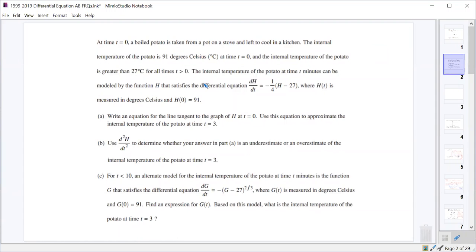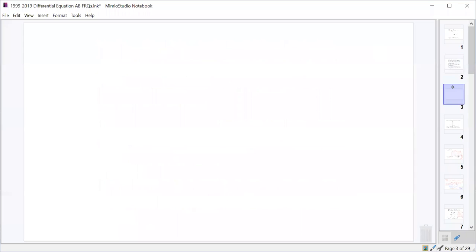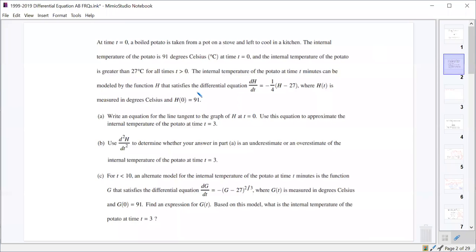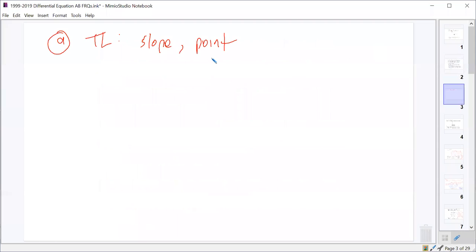So for part A with the potato problem, we're going to write the equation for the tangent line at t equals 0. For an equation for a tangent line, what do we always need? We need a slope and we need a point. Well, our point is given to us. They tell us that the point we're going to use is t equals 0, h equals 91. So we've got our point (0, 91). But we don't have a slope.